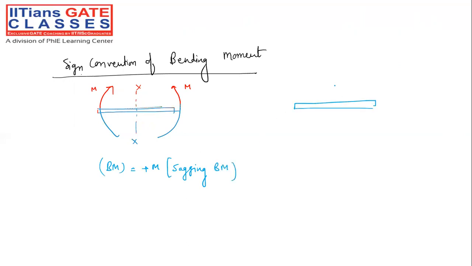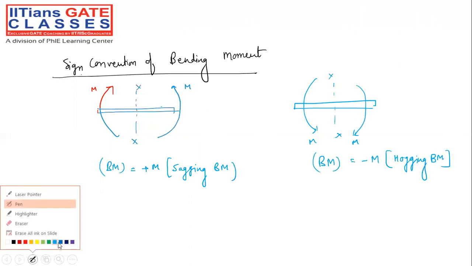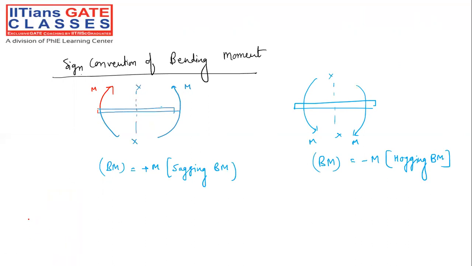Whenever any part of the beam is subjected to a bending moment like this, then we call this bending moment a negative bending moment. We call this a hogging bending moment, right? So this is very important, because without this you cannot even start the diagram, right? You cannot start the diagram also. So this is very important to note down, the concept of sign conventions.